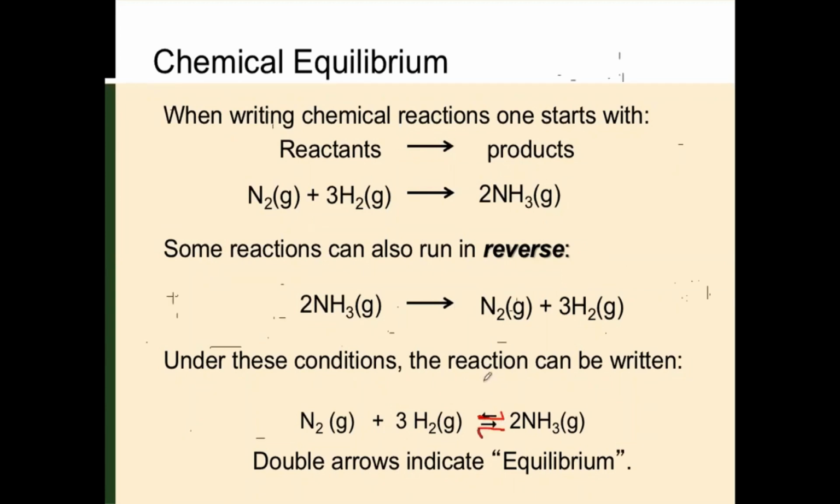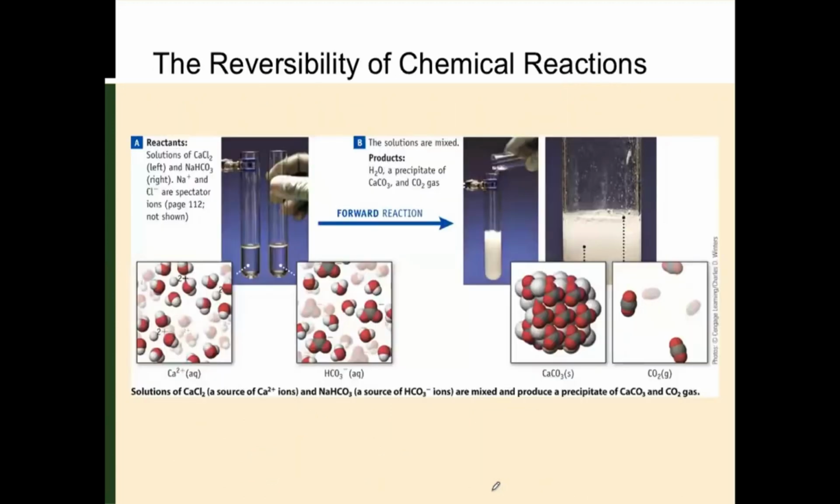Something like this. So the arrow is more like two half arrows, really, than two actual full arrows. In the ones that you get in the quiz and stuff, it'll look like this. So these double arrows indicate equilibrium. So here is an example of a reversible reaction.